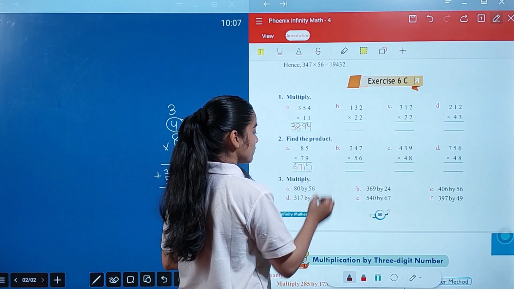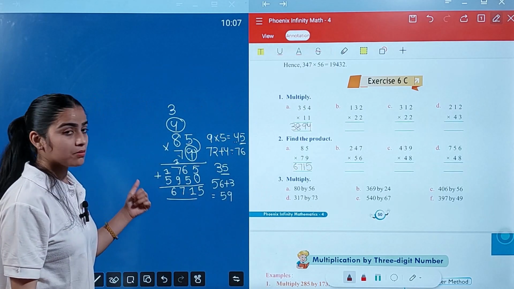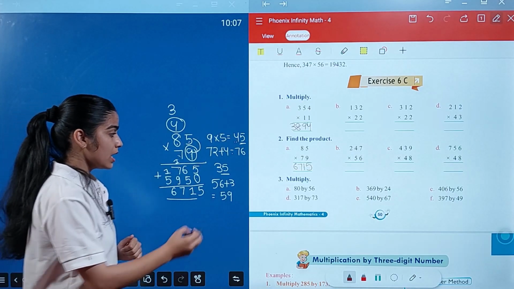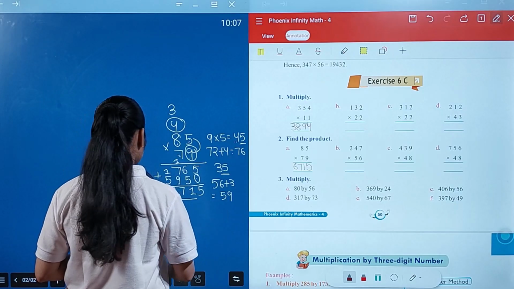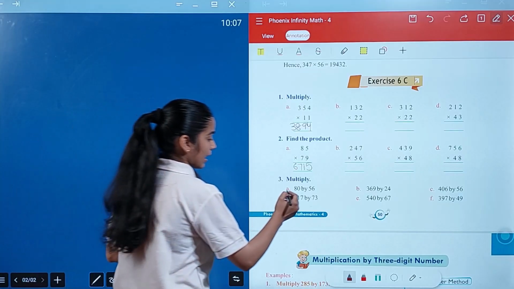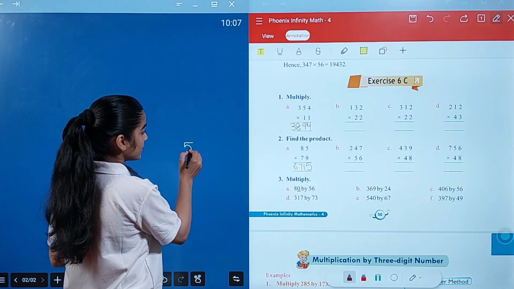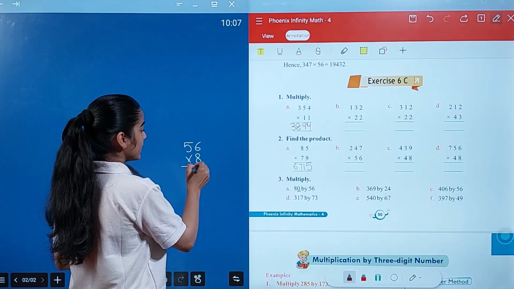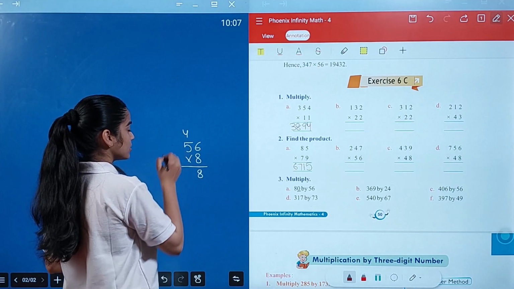So in the same way, by following each and every step which is done by me, you have to do the rest of the questions in a similar way. Now we move forward to the next question where we have to multiply 80 by 56. In this case, I have a 0. So you just have to multiply 56 with 8 first. 8 6s are 48. So I write only the last digit, 4 will be shifted to the next number.